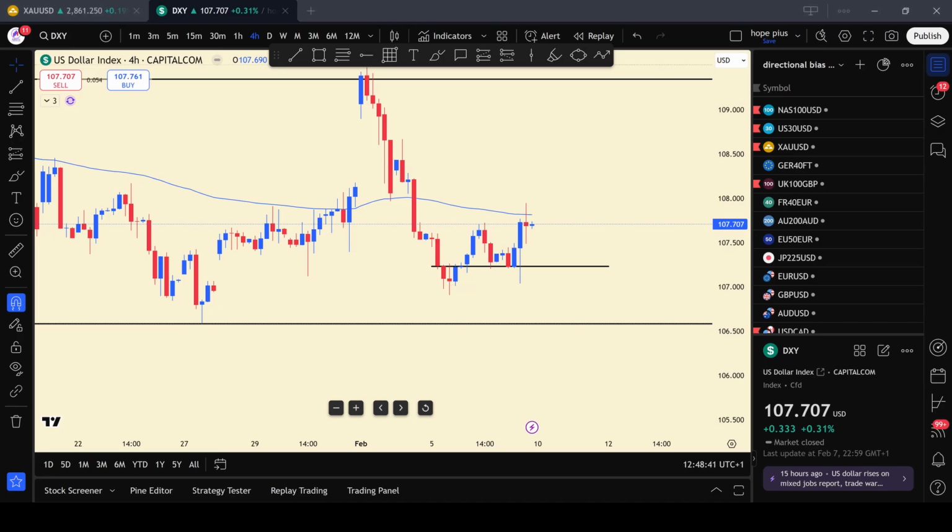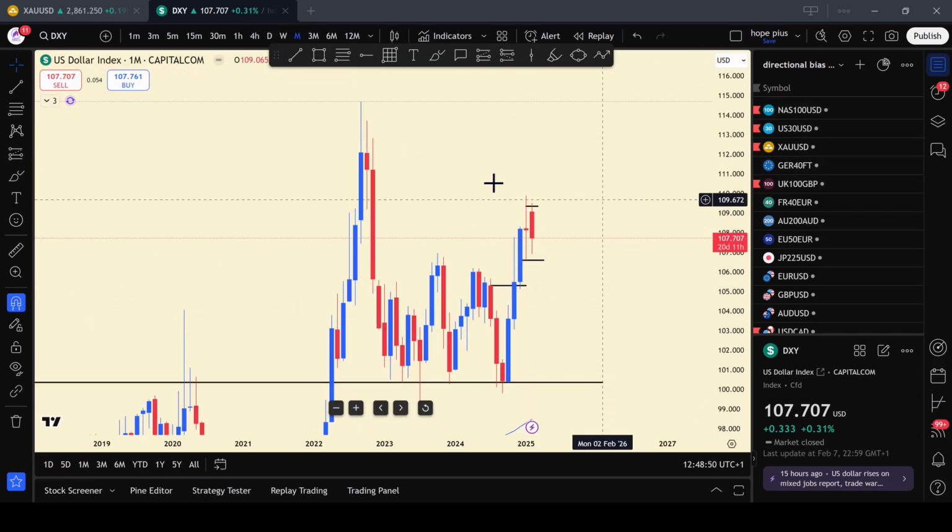So let's take a look at DXY. So this is the DXY monthly chart. And as you can see, when the market opened in February, there was a big jump. And since there was a jump, logically, it makes sense for the market to come back to close that gap. And that is why you see this mysteriously looking red candle appearing.